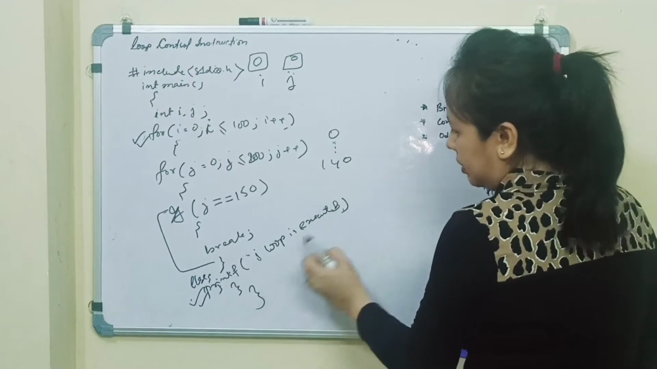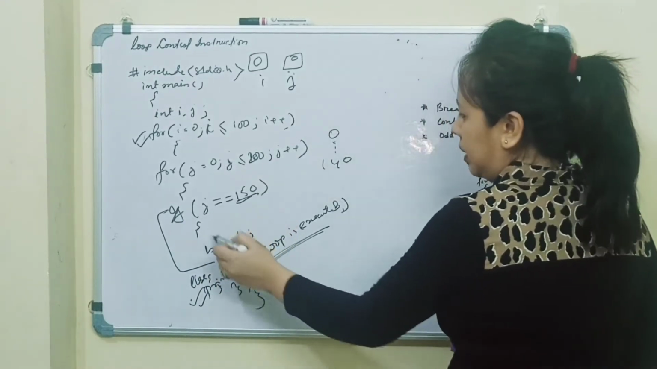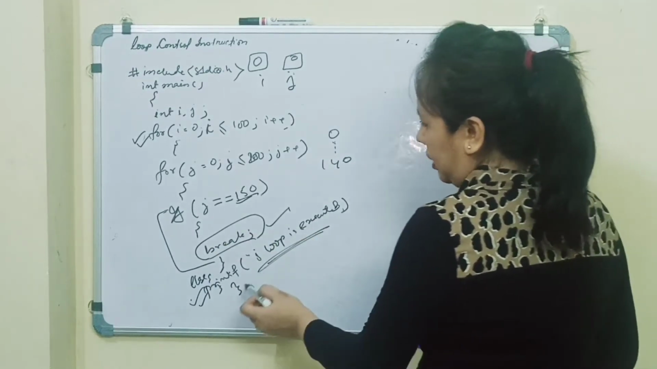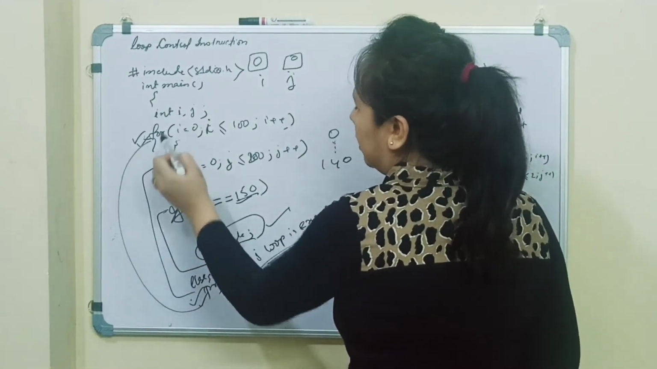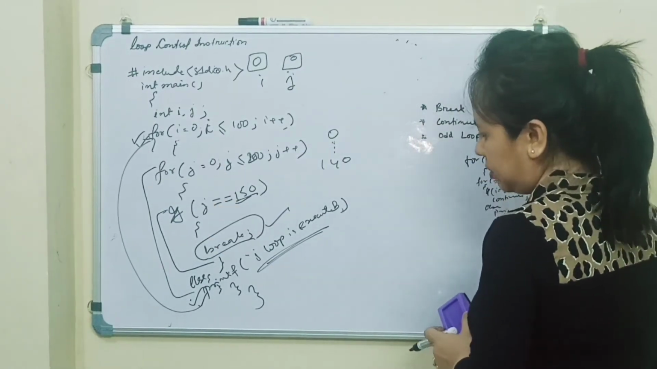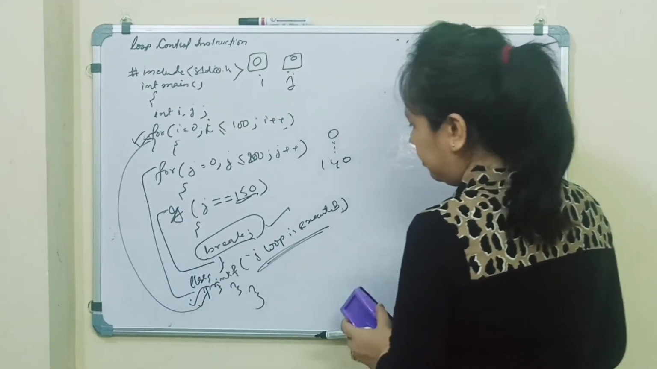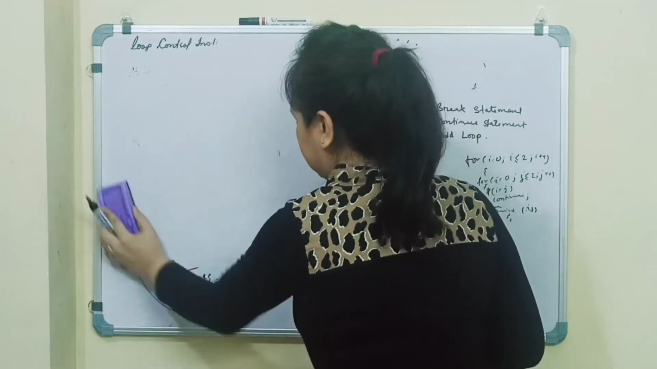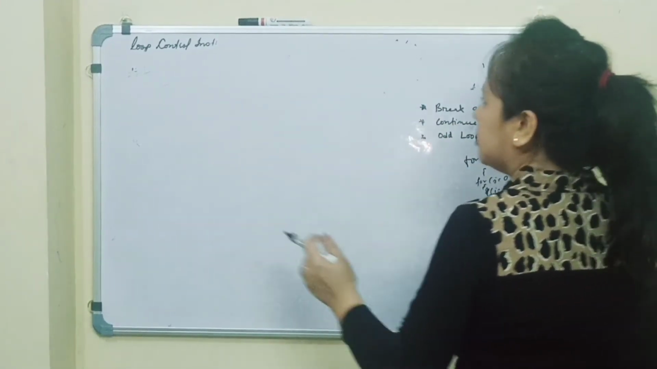Because it will not go to the if part, because j is from 0 to 140, this j loop will be executed. As soon as the value of j becomes 150, it will hit this break statement, and then it will come out of this for loop. Then the execution will pass to the first for loop, the i loop. So this is how we use the break statement.